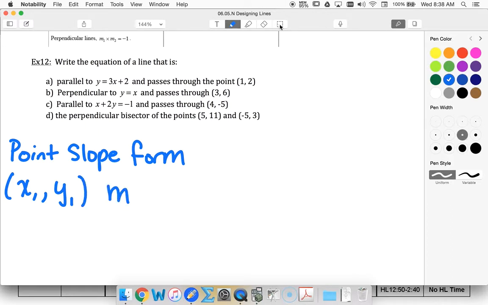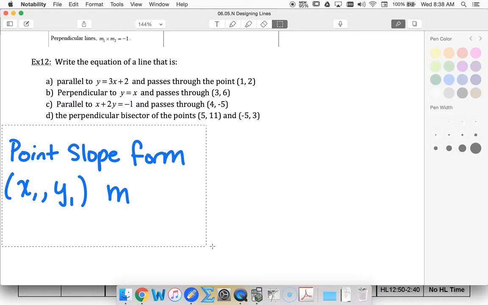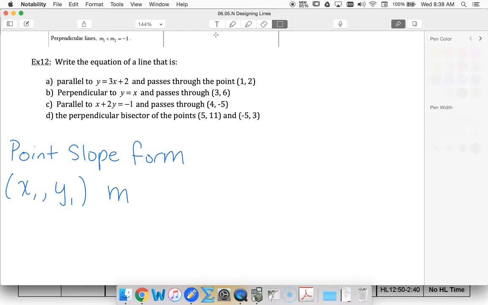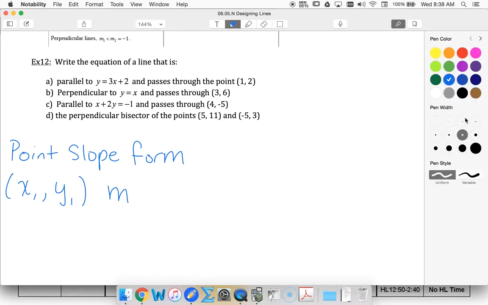Let me make this all a little bit smaller. Okay, so in point-slope form, I end up with y minus the y-coordinate of the point we know equals m times x minus the x-coordinate of the point we know. Notice if I divided this whole thing to the other side, I would get y minus y over x minus x, which is my formula for slope.